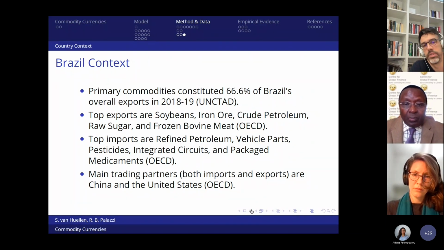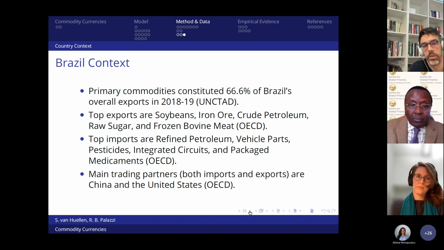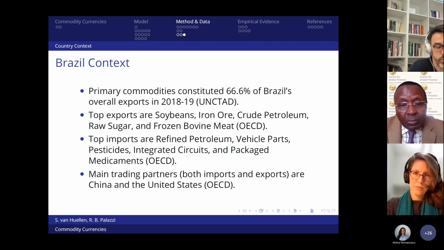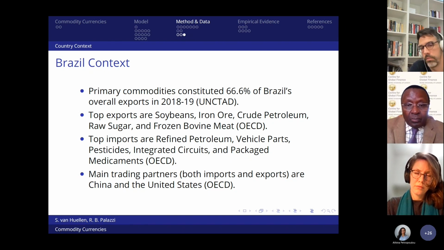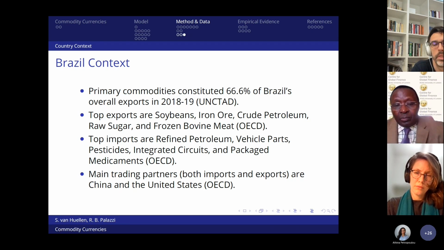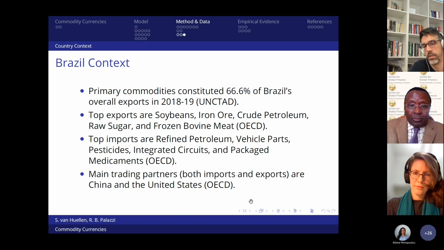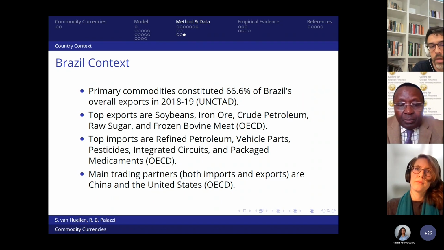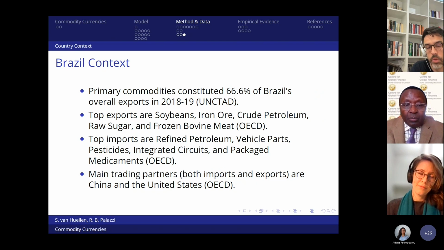Well, as I say, in the Brazil context, primary commodities constitute over 60 to 70% of total exports. Brazil is very well known as a main soybean exporter, also for iron, crude petroleum, sugar, and meat, especially meat. And a lot of others, but these are the main ones. But we are also a top importer. Brazil is also a really important importer of refined petroleum.